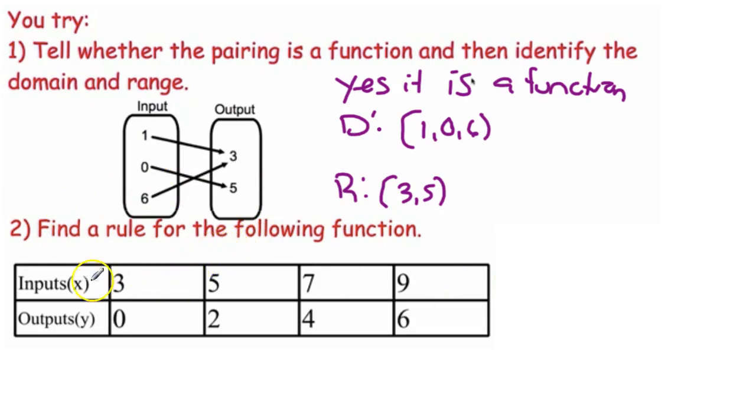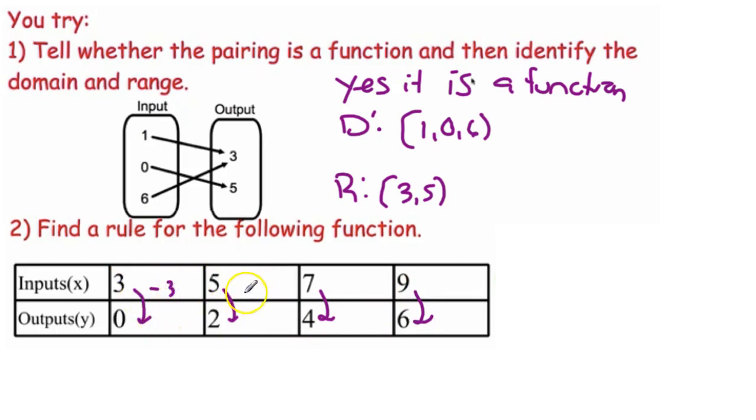Find the rule for the following function. All right, so I'm looking at this. I look at my inputs. How do I get from 3 to 0? How do I get from 5 to 2? How do I get from 7 to 4? From 9 to 6? Well, it looks like they're all being subtracted by 3.